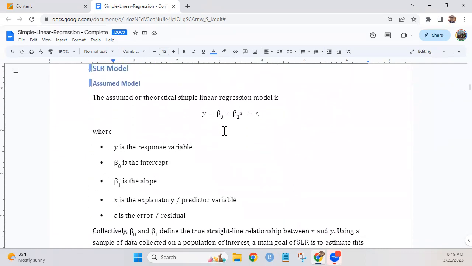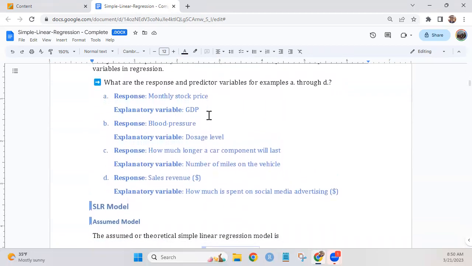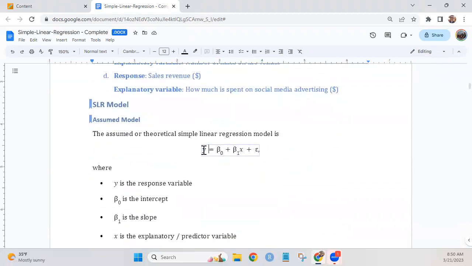So the theoretical or assumed simple linear regression model is given by this equation, which again maybe looks a little familiar based on how we've talked about the ANOVA model and the t-test. So we have our response variable on the left. So let's maybe look at the blood pressure example. Okay, so this is each patient's blood pressure.